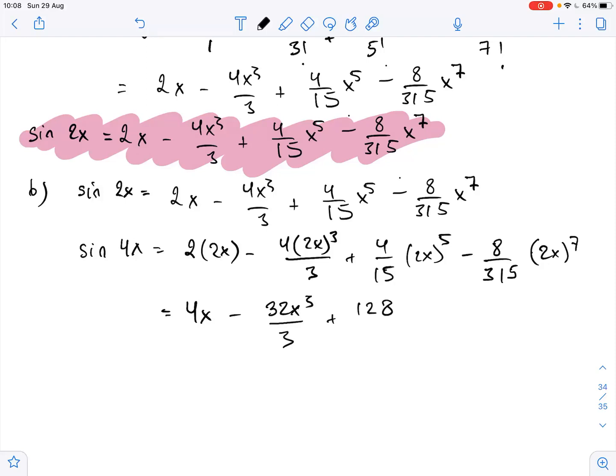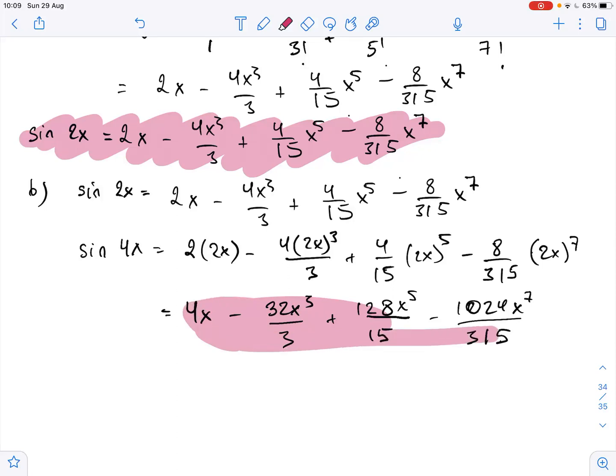and this equals 4x minus 32x cubed over 3 plus 128x to the 5th power over 15 minus 124x to the 7th power over 315. And this is our expression for sine of 4x.